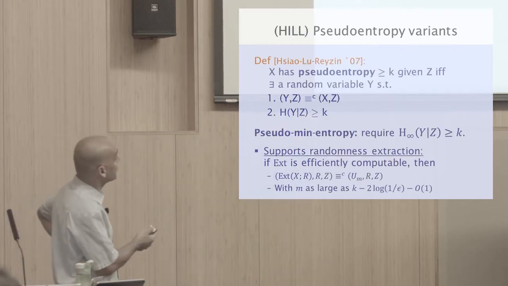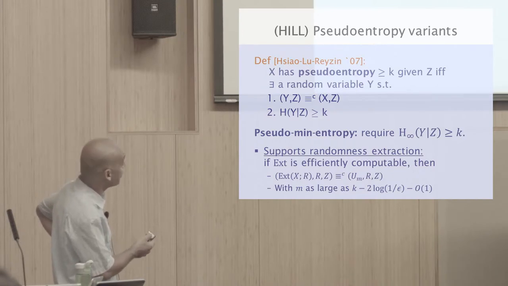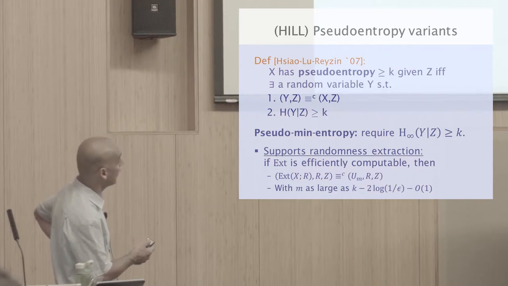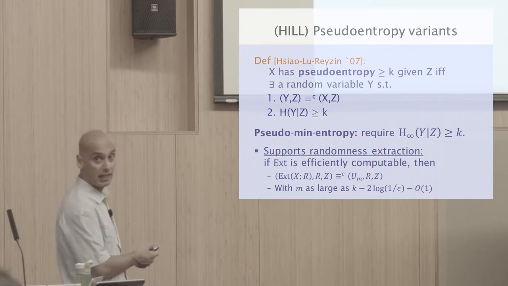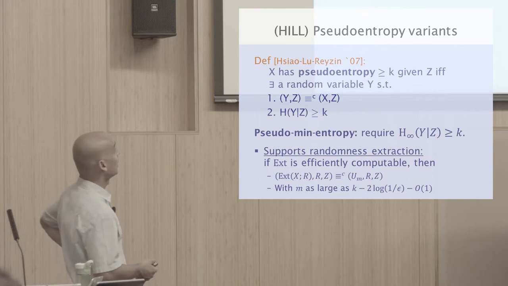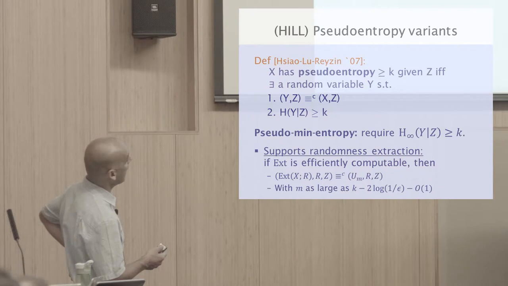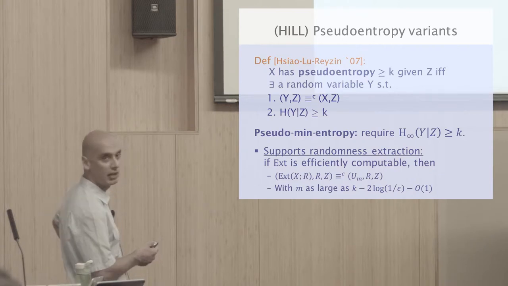Then one has variants of this, like a conditional version. So we have jointly distributed random variables x and z. X has pseudoentropy at least k given z if there's a random variable y, jointly distributed with z, such that y together with z is computationally indistinguishable from x together with z, and the entropy of y given z is at least k. One thing to note is that y has to be together with the same z; we don't allow changing the distribution of z here.